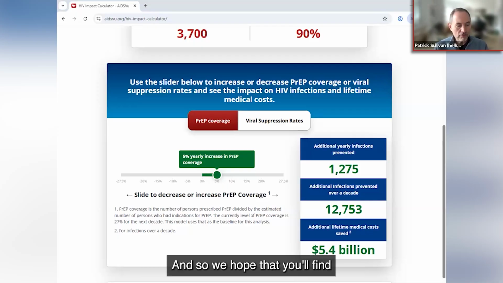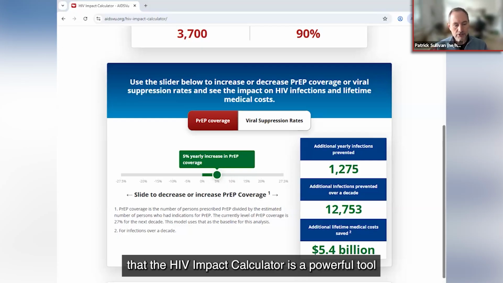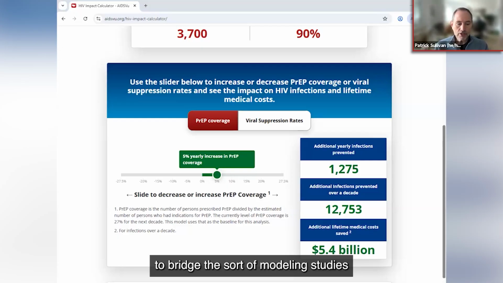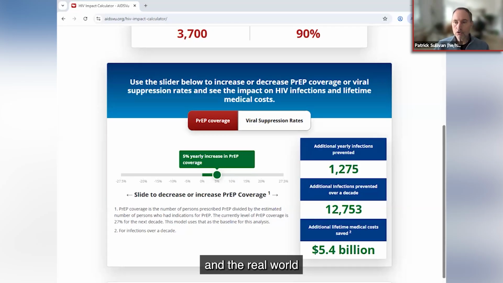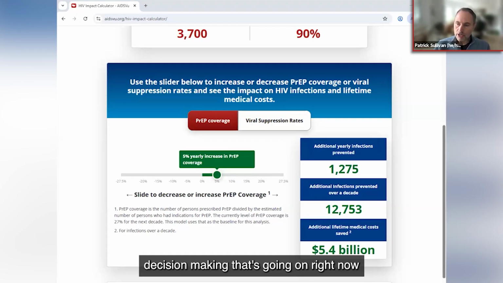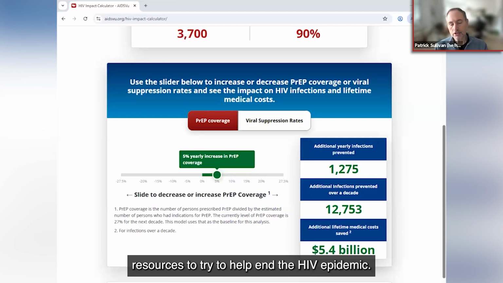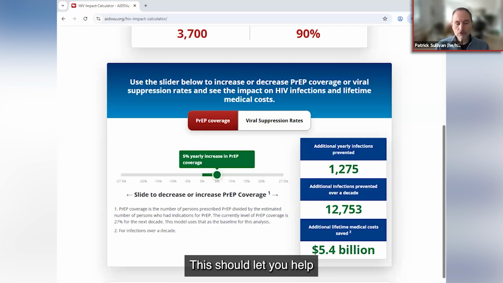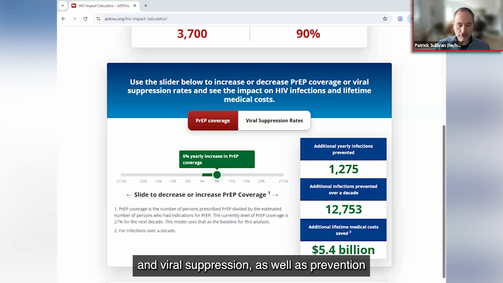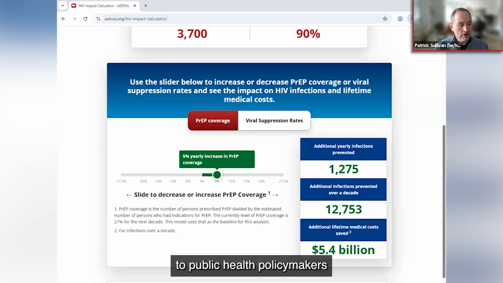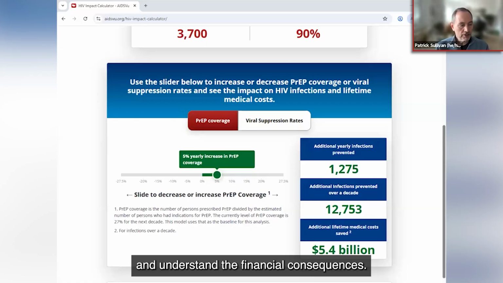And so we hope that you'll find that the HIV Impact Calculator is a powerful tool to bridge the sort of modeling studies that go on and are reported in scientific papers and the real world decision making that's going on right now about how we're going to plan resources to try to help end the HIV epidemic. This should let you help translate changes in the coverage of treatment and viral suppression, as well as prevention, to public health policymakers and understand the financial consequences.